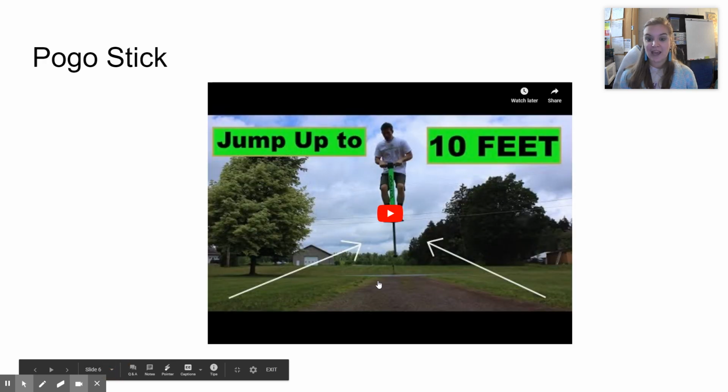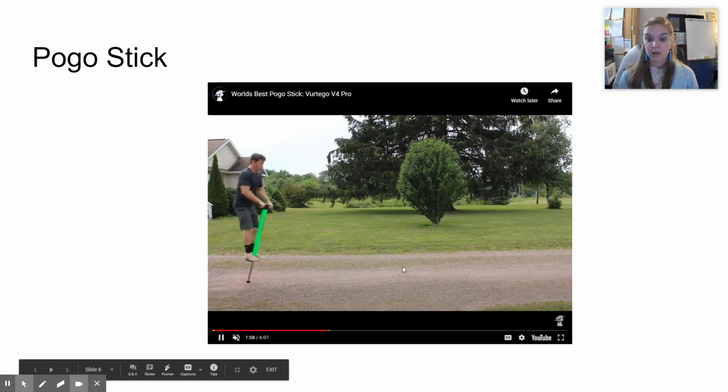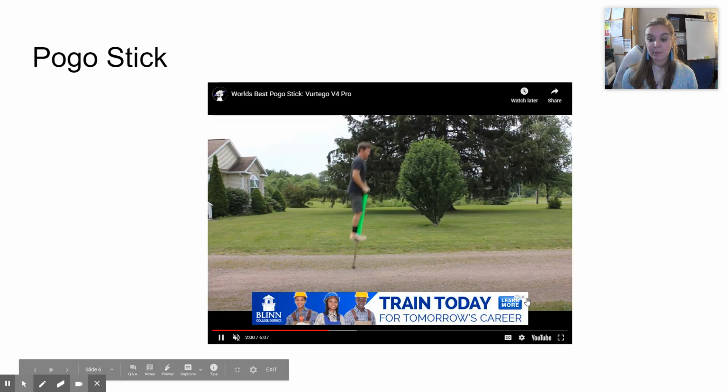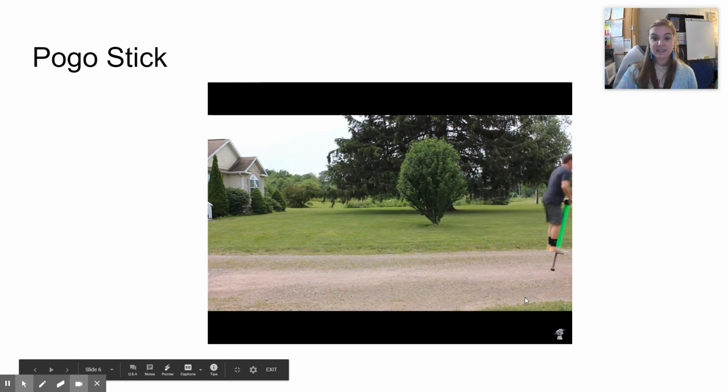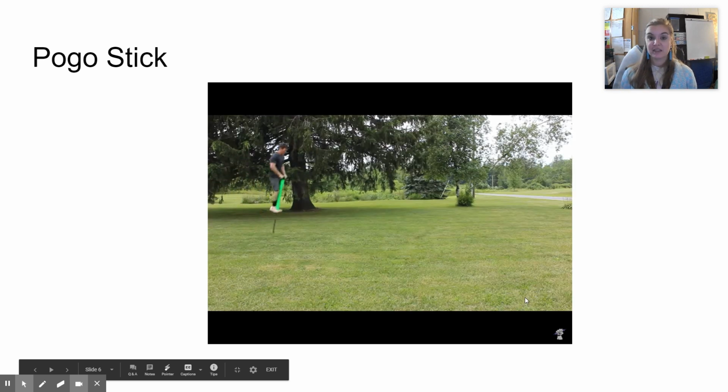And the last one we're going to look at is a pogo stick. So this pogo stick is going up and down. He goes up, then he goes down. So he's going up and down. So what are some other things that move up and down?